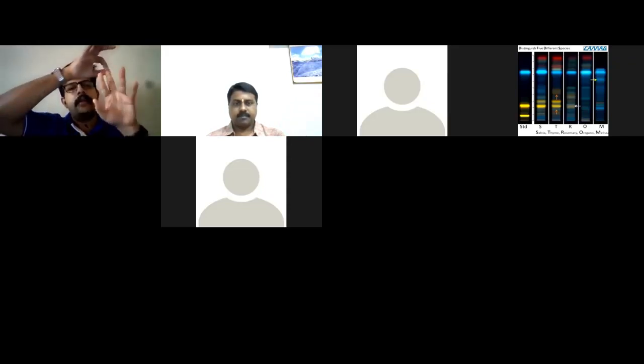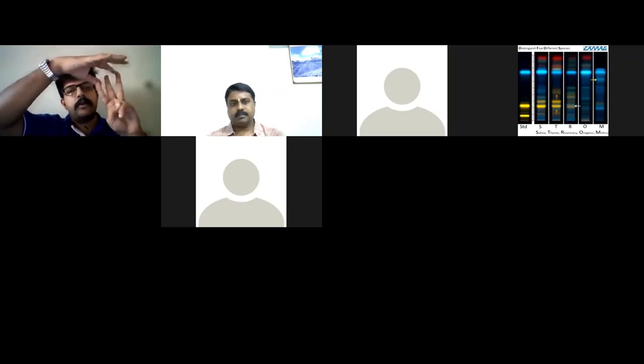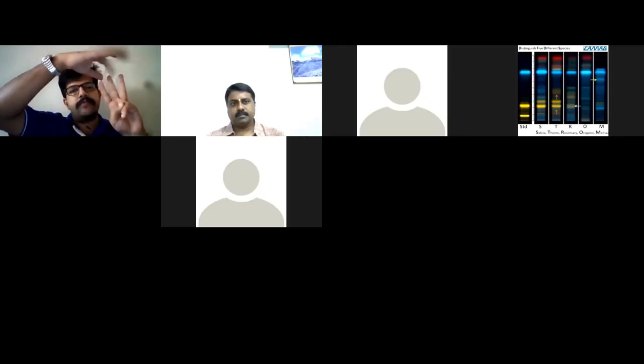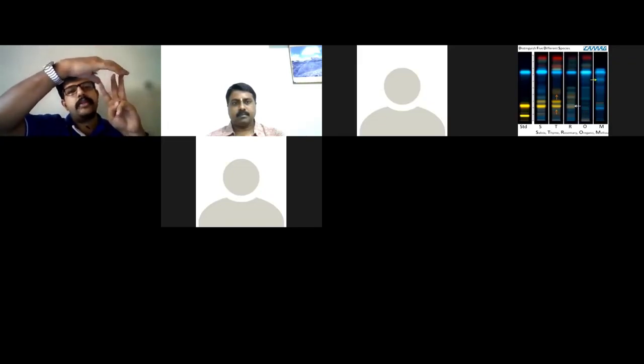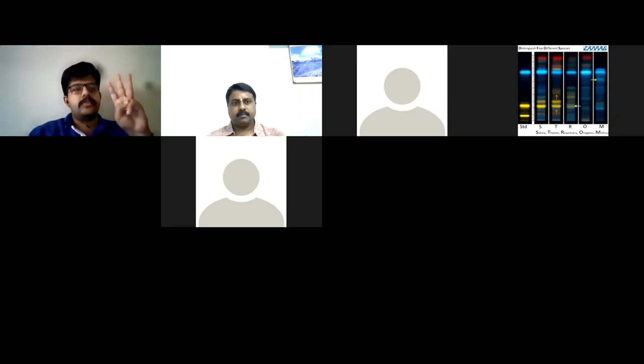Suppose this is my middle peak for which I have a standard, and I'm getting an area of say 1000, which is around 50% compared to the other 2. This is 25, this is 25, and this is 50. So if I have a standard and I know this value, then based on this I can make an assumption that these 2 will be in this much quantity.